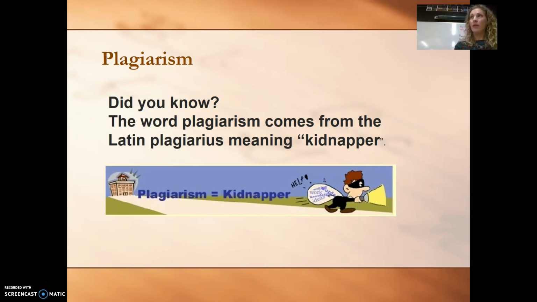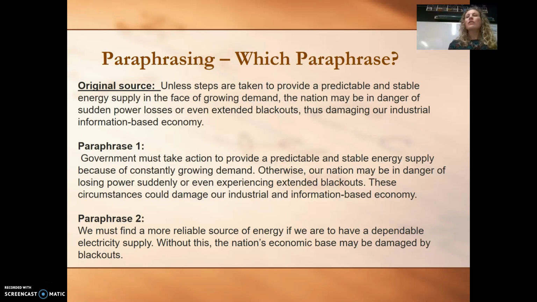If you wrote about them but didn't cite them? Yes, that would be plagiarism. So you need to include the source for that quote in your bibliography. Okay. All right, so let's take a look at these two examples and let's see which one is a better paraphrase and which one is plagiarism. So the original source, does somebody want to read that for us? Go ahead, Talia.